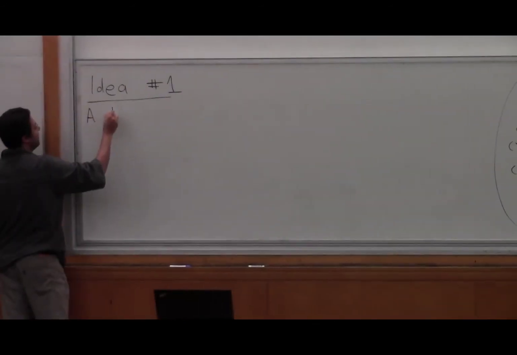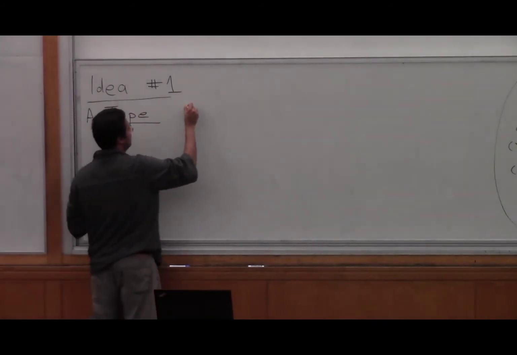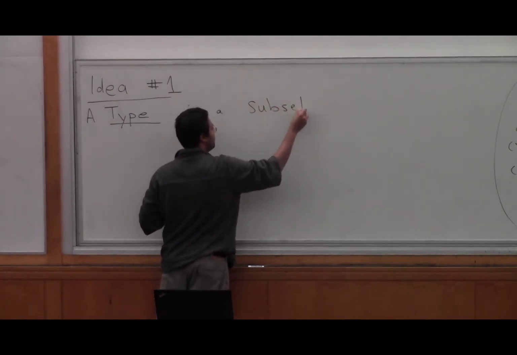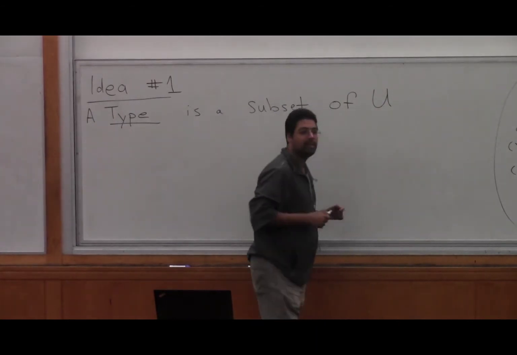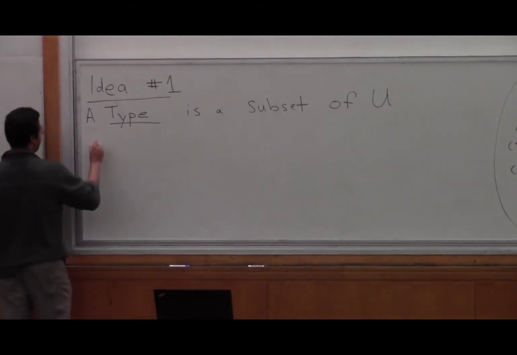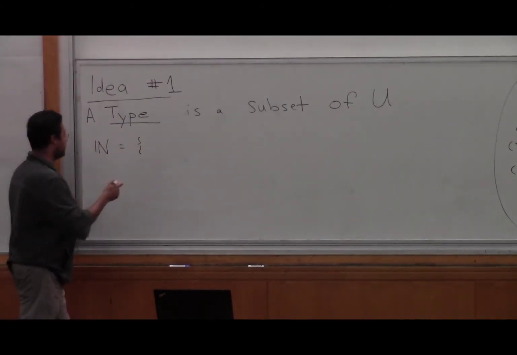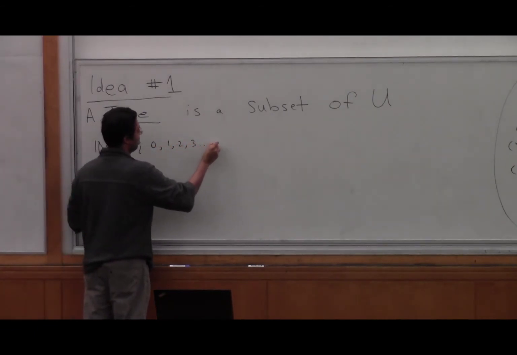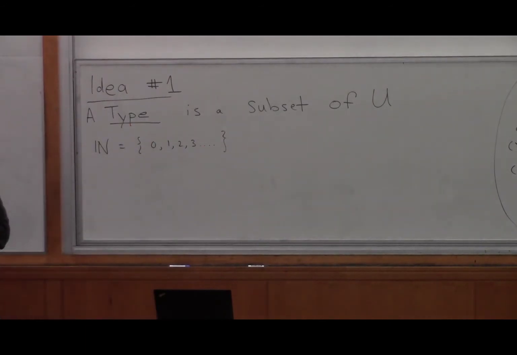A type is a subset of U. And so you might say, let's define the natural numbers to be the set 0, 1, 2, 3, whatever. And that might be fine.